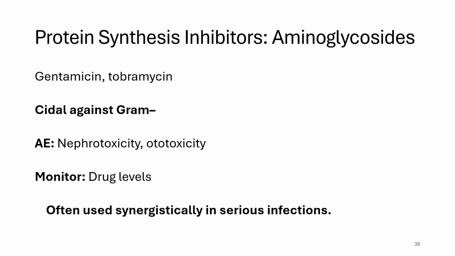Adverse outcomes to remember are nephrotoxicity and ototoxicity. So that means kidney injury and damage to hearing or balance, and these risks increase with higher doses and longer durations. Because of these toxicities, we have to monitor the drug levels closely. So therapeutic drug monitoring is critical to ensure efficacy and minimize harm. Aminoglycosides are often used synergistically with other antibiotics. So commonly with beta-lactams in severe infections, beta-lactams help weaken the bacterial cell wall, allowing the aminoglycoside to work more effectively. So very powerful drugs, excellent gram-negative killing, but require careful monitoring.